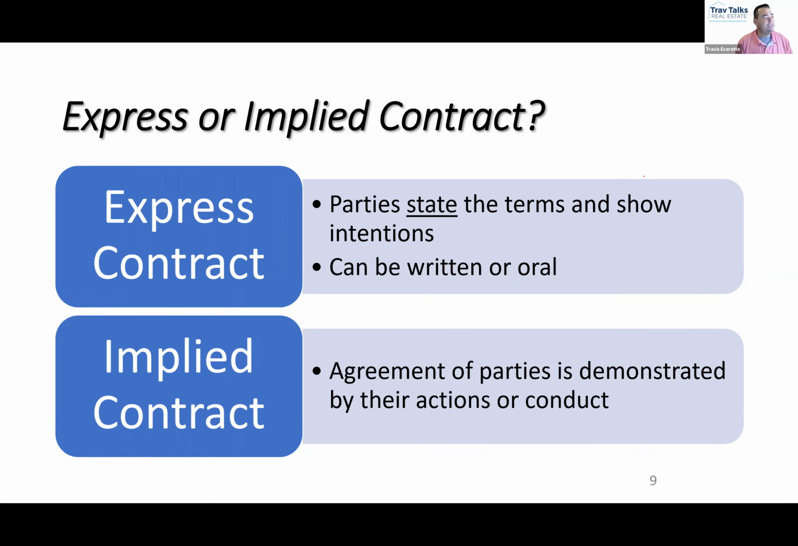So contracts are going to come in a lot of different statuses. The first status we want to talk about is, do we have an express contract? And express does not mean fast in this case. Express means I'm expressing things now. I'm talking. That's an expression of things. If I write something down, is that an expression of my ideas? Right, so express simply means a contract that has been clearly stated.